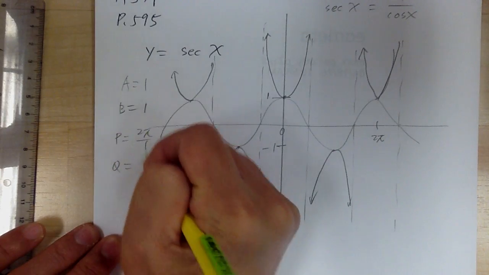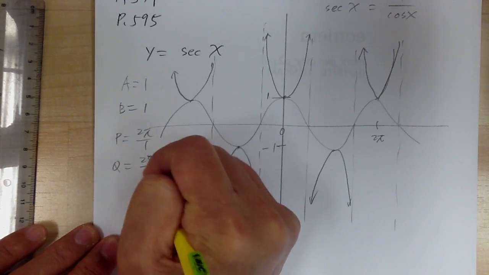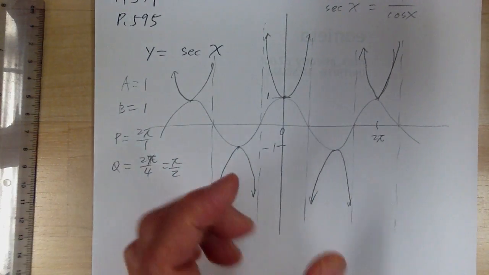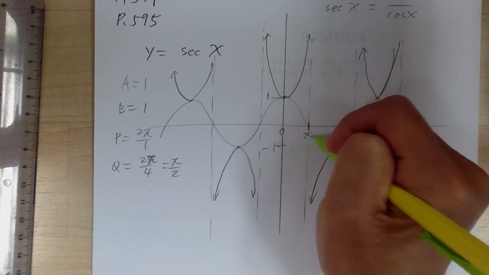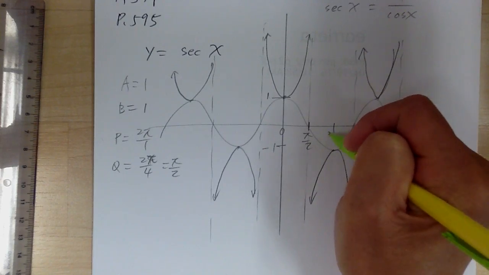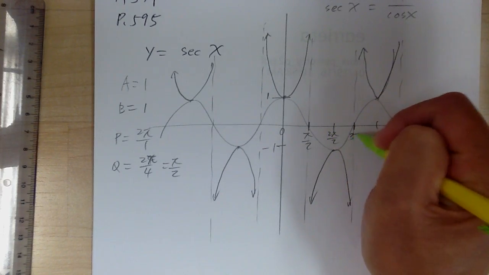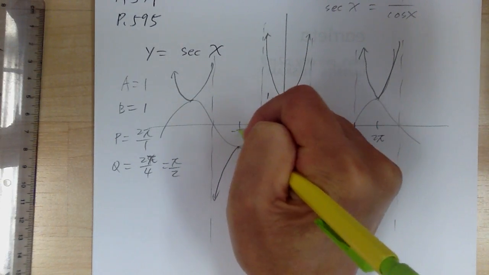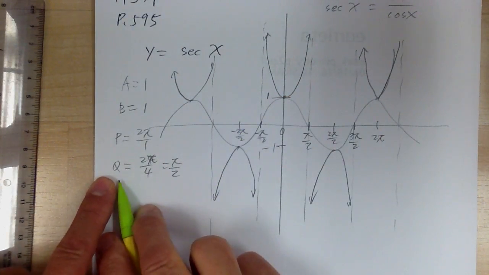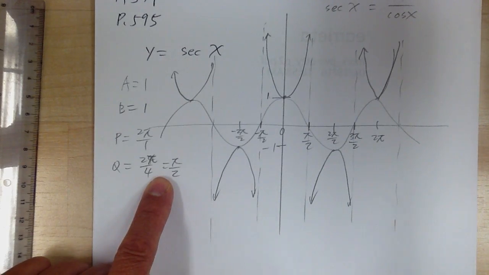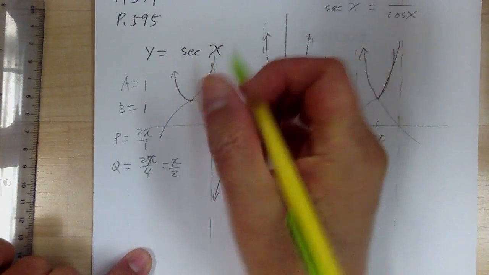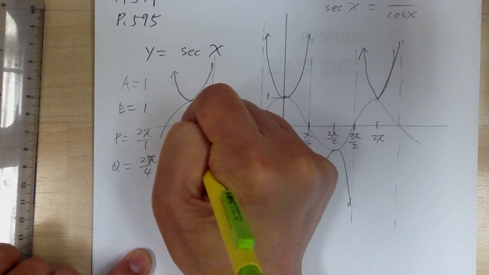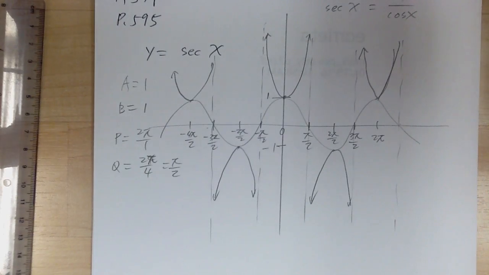So quarter wave would be 2 pi over 4, so equal to pi over 2. So each section is pi over 2. That means this would be pi over 2, this would be 2 pi over 2, and this would be 3 pi over 2. And if you go backward, this would be negative pi over 2, negative 2 pi over 2. Again, quarter wave is the amount of each division. So this would be negative 3 pi over 2, and this would be negative 4 pi over 2. Okay? And that's your secant graph.